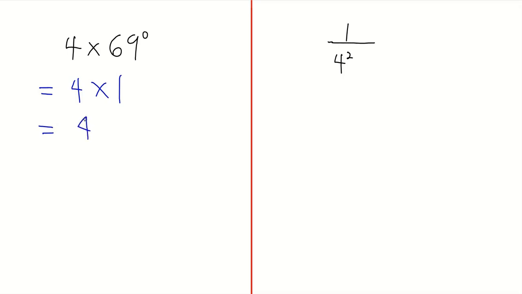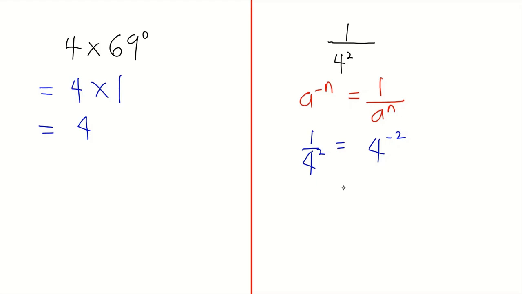Now we go to the next example, and we have 1 out of 4 exponent 2. In indices, we said if we have something like a exponent minus n, then we can write this as 1 out of a exponent n. With this example, we have been given 1 out of a exponent n as 1 out of 4 exponent 2. So we have to express it as a exponent minus n. In that case, 1 out of 4 exponent 2 is equal to 4 exponent minus 2.